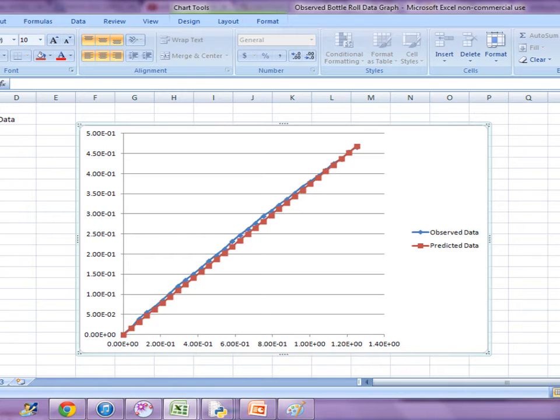Now for my graph, you can see the blue line is the observed data, and the red line is the predicted data. Therefore, we can say that my lab was a pretty good prediction.